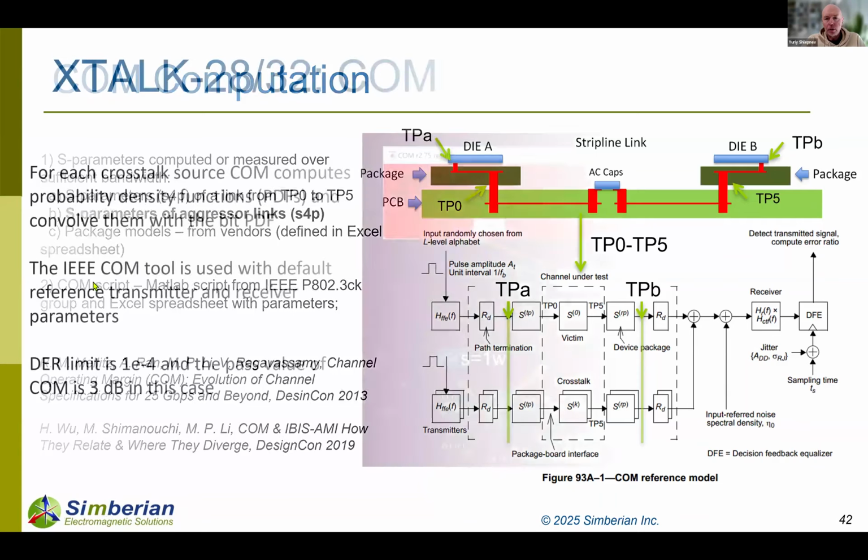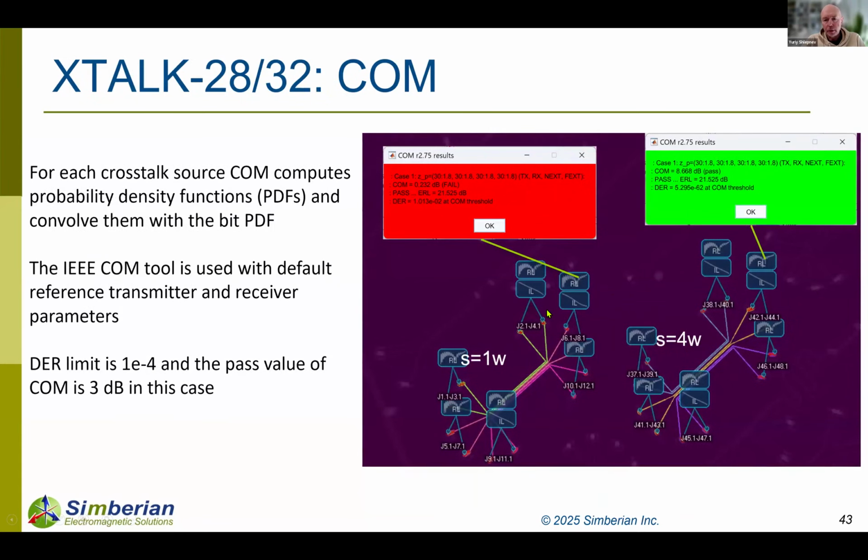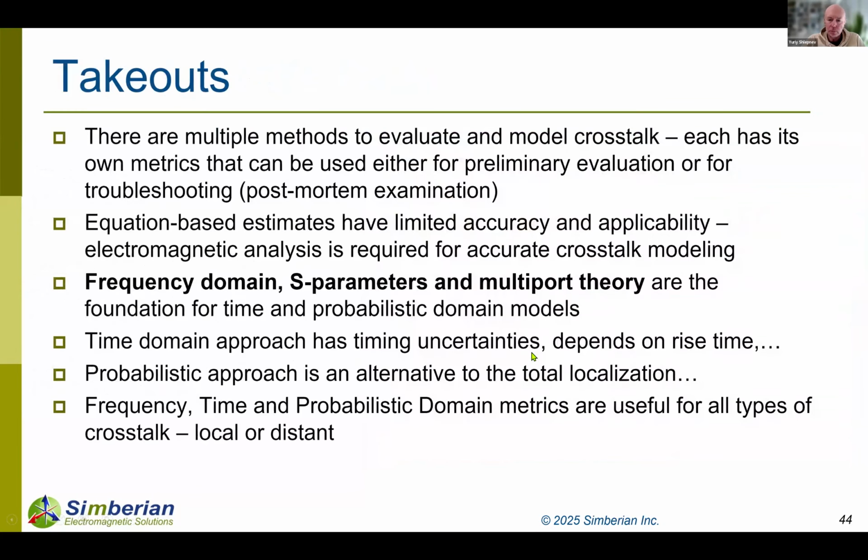But the bottom line, you can basically supply the COM script with S parameters of the near-end and far-end crosstalk aggressors, and COM will take those into account as probabilistic measures. It overestimates overall. So on these structures we can see that the eye is still open, but COM, because of a lot of crosstalk, may actually close the eye for a specific bit error rate.